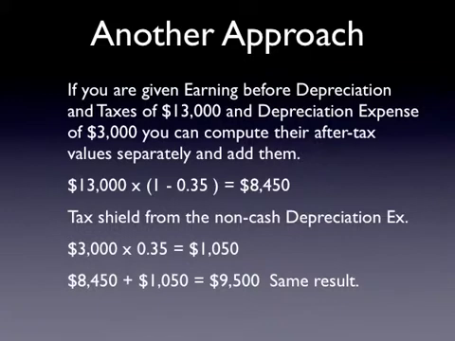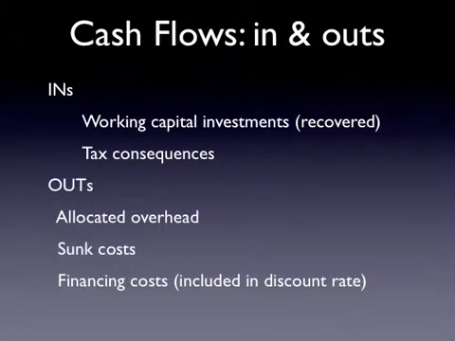The tax shield from the depreciation expense, remember, it's a non-cash charge, and so the tax shield is just the amount that the $3,000 deduction will reduce taxes, and that's $3,000 times the tax rate, or $1,050. We add those numbers together and we get $9,500, the same result as using the income statement approach. A couple things to keep in mind about cash flows. What goes in is pretty straightforward.